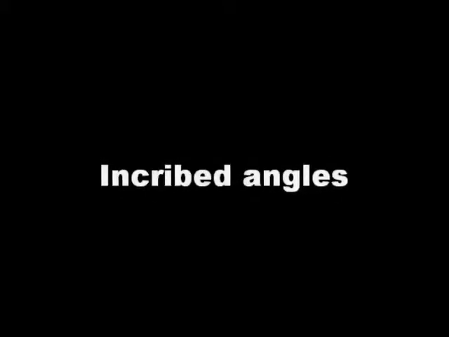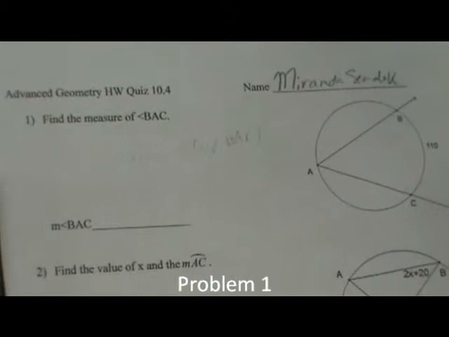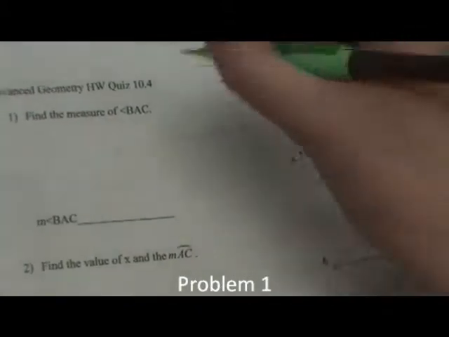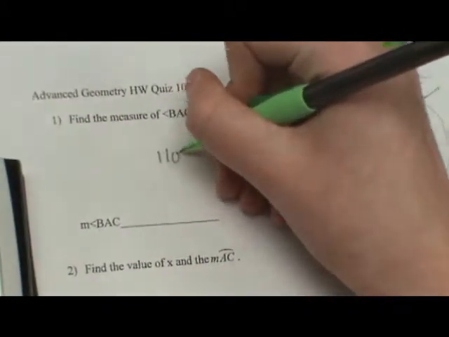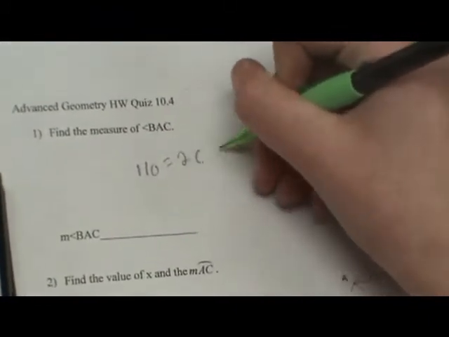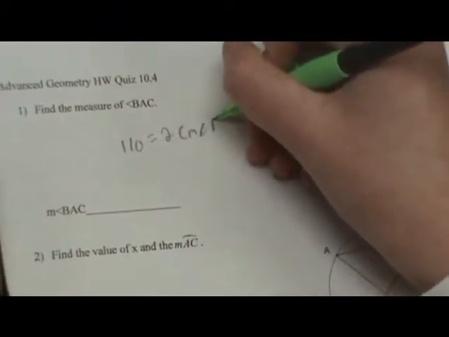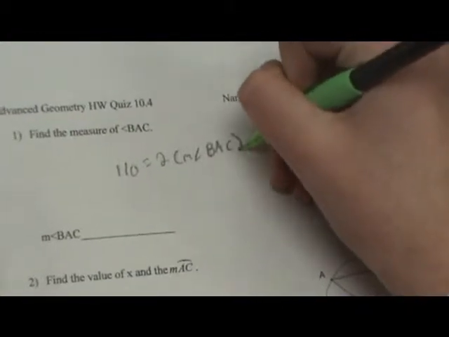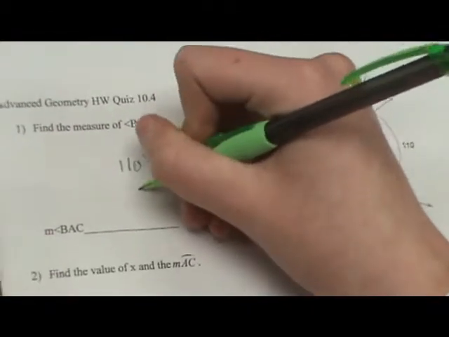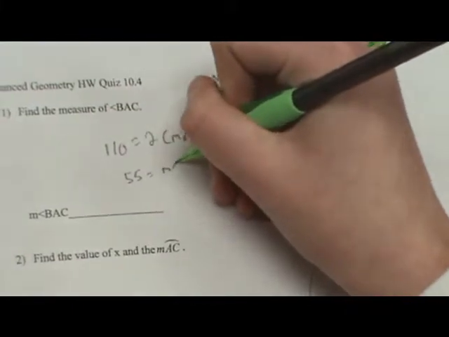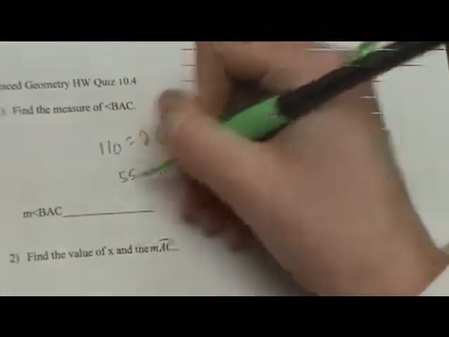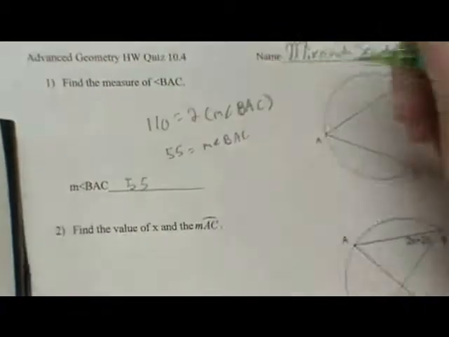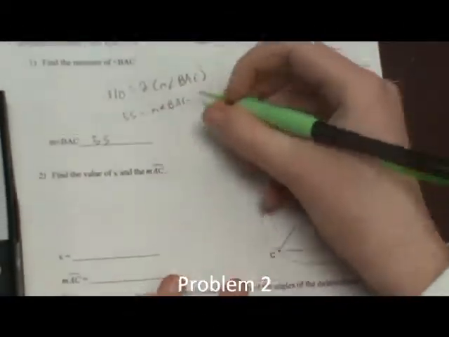For the first problem, we'll be using the inscribed angle theorem, which states that an inscribed angle is 1/2 the measure of its arc. Since we're trying to find the measure of angle BAC, we set it up as 110 equals 2 times the measure of angle BAC. Then we would find that the measure of angle BAC would be 55.